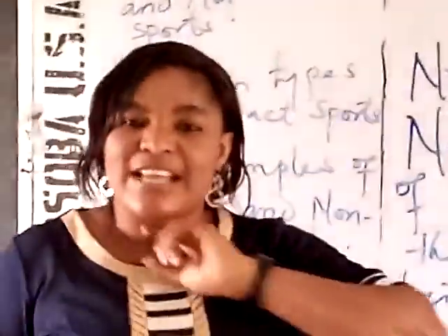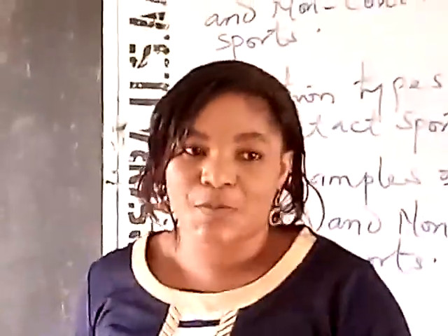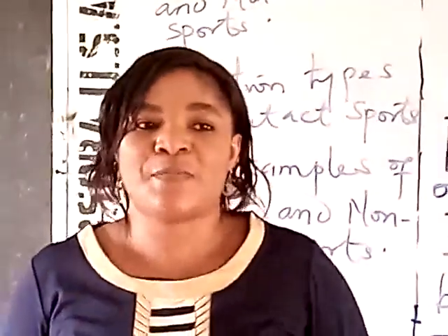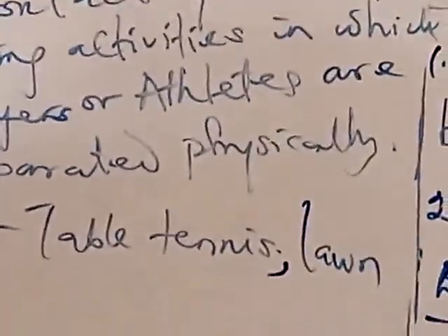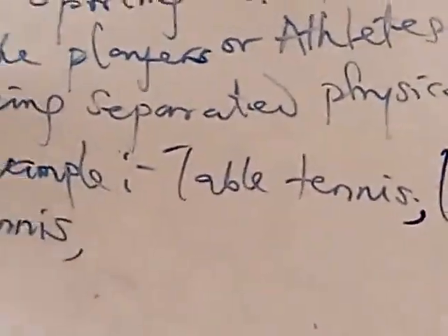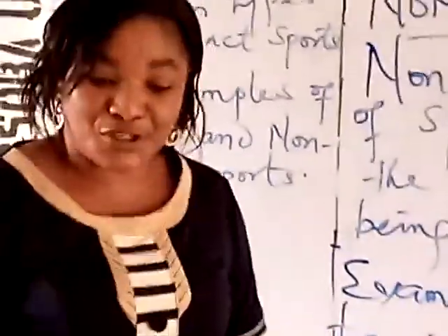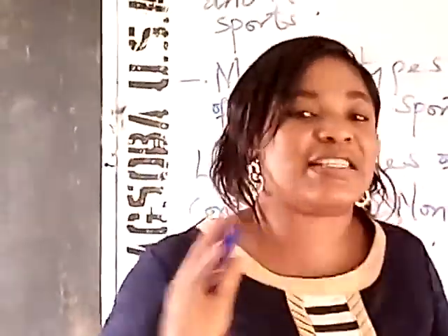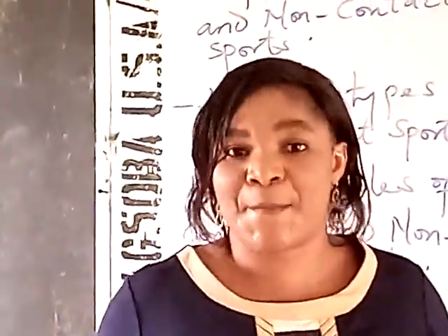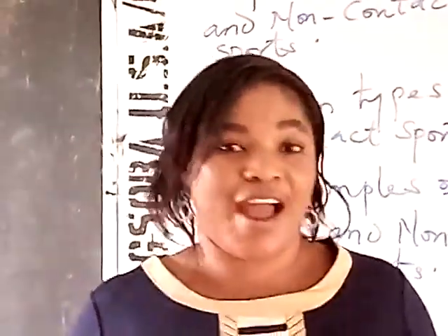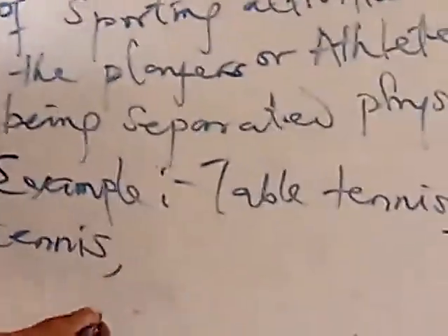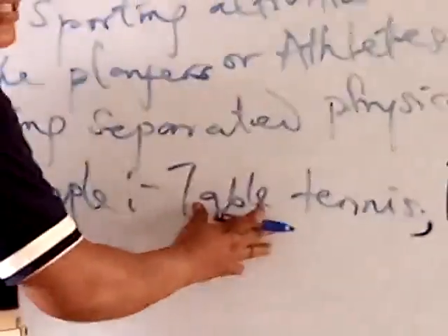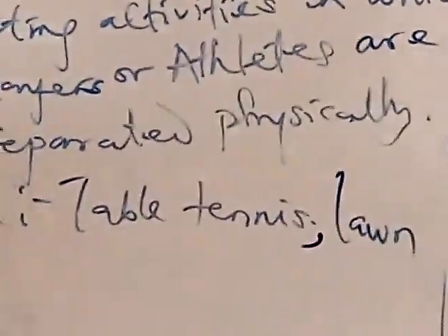Now, let me give you another example of non-contact sport. I've mentioned table tennis. Now, another example is lawn tennis. In lawn tennis as well, the two players have been physically separated by the net. So there is no way you are going to have contact with one another. There's no way you are going to touch one another because you've been physically separated. I've talked about table tennis as an example. I've talked about lawn tennis as an example.